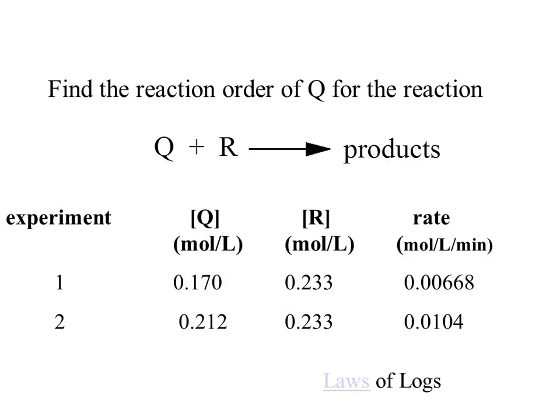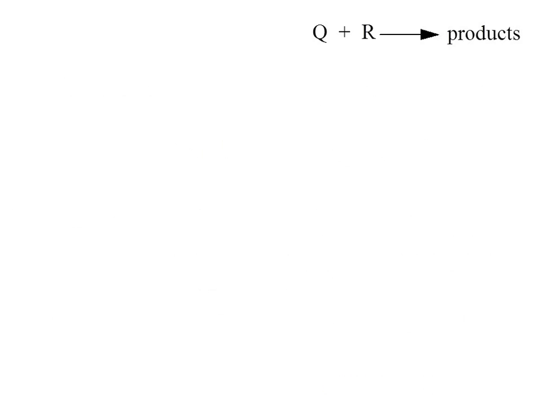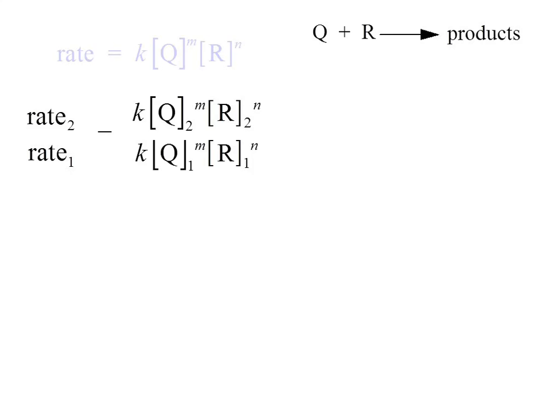The law of logs is what I just gave you. So the generic rate law expression would look like this. Rate is equal to the rate law constant K times the molar concentration of Q raised to its reaction order times the molar concentration of R raised to its reaction order. But in this particular case, the molar concentration of R stayed the same. That was on purpose. Now we ran it twice: we have experiment 1 and experiment 2. That's what these little subscripts are.